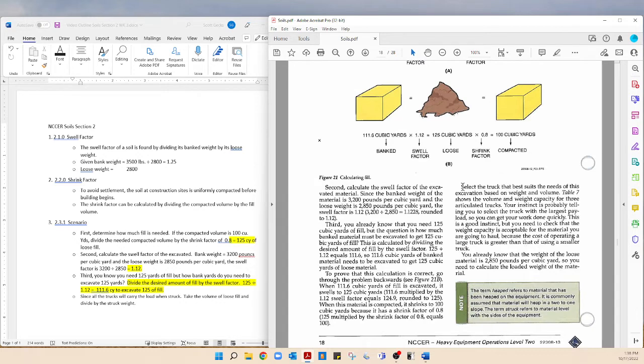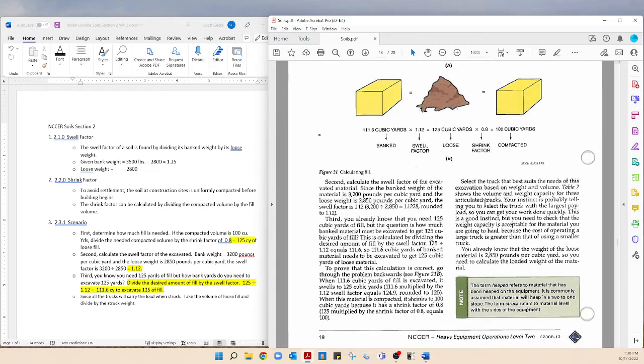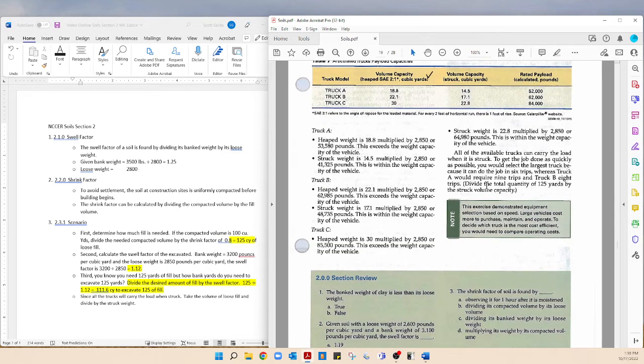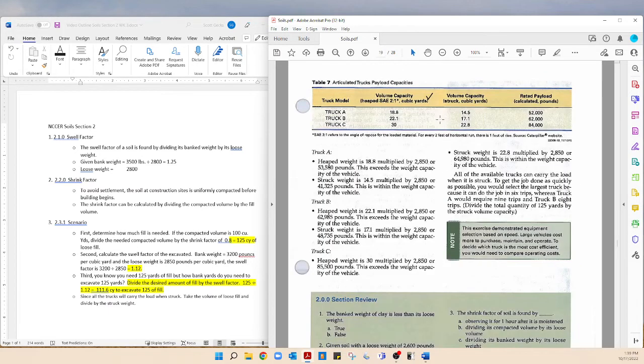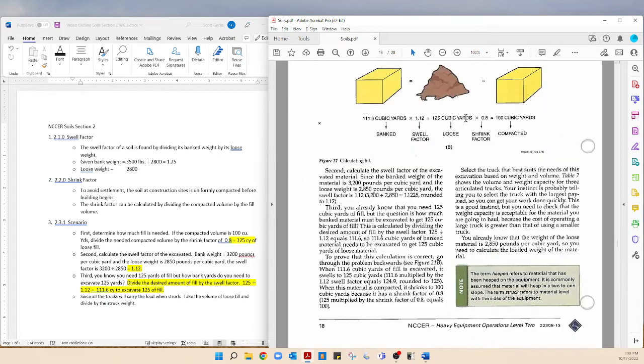Here is the problem. Here's your real assignment. Select the truck that best suits the needs of this excavation based on weight and volume. Table 7 shows the volume and weight capacity for 3 articulated trucks.